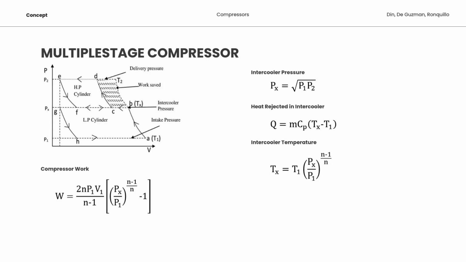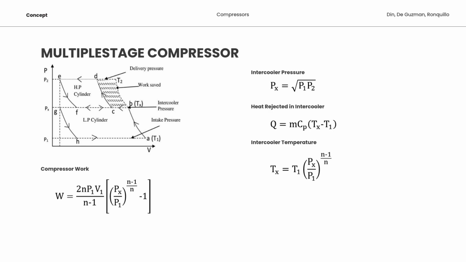For a two-stage reciprocating compressor with complete or perfect intercooling, work done is given as work is equal to 2n P1 V1 over n minus 1 multiplied by (Px over P1) raised to (n minus 1 over n), minus 1. Next is the intercooler pressure. For minimum work condition with perfect intercooling to be obtained, the intercooler pressure is evaluated as Px is equal to the square root of the product of P1 and P2.